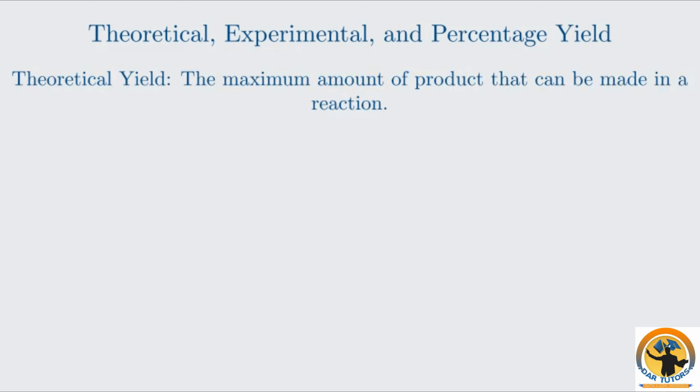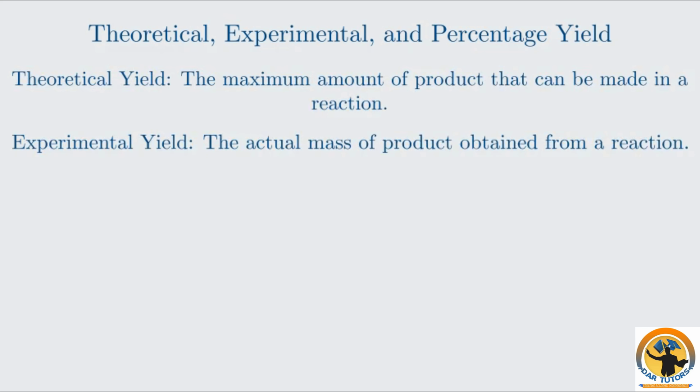This is where experimental yield comes in. It's the actual mass of the product obtained when the reaction is carried out in the lab. The reasons for the discrepancy are numerous. The reaction might not go to completion. There could be side reactions producing unwanted products, or we might lose some product during purification. The experimental yield is always less than or equal to the theoretical yield.